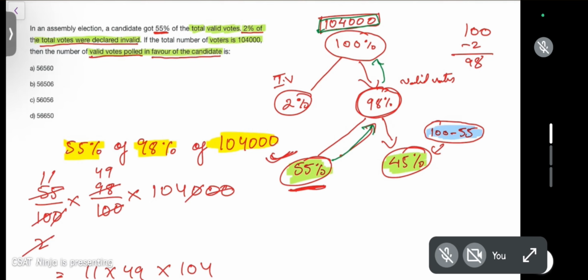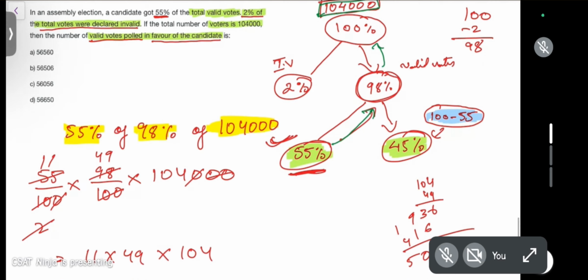Let's multiply and check. 104 into 49. 4 nines are 36, 6 and 3 in hand, and so on, giving 5096. Then 5096 times 11 is 56056. Do we have the answer? 56056. Yes, the answer is option number C.